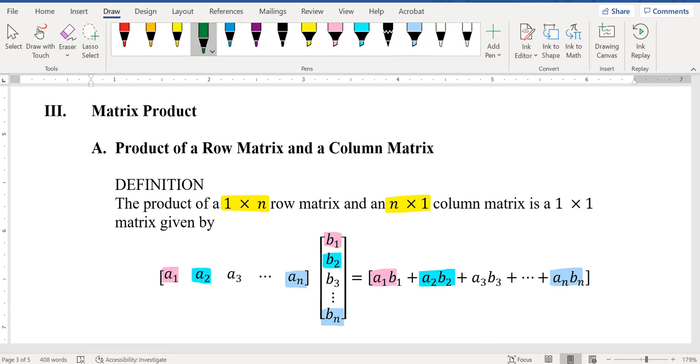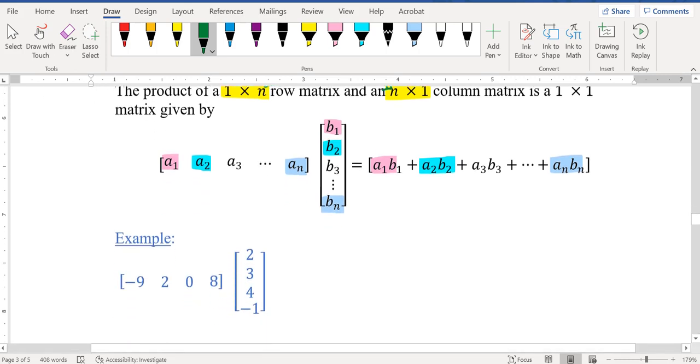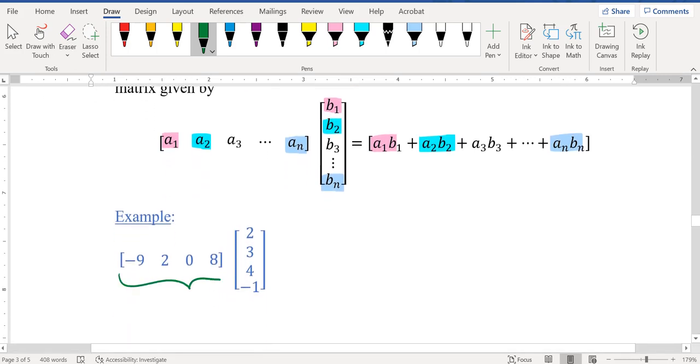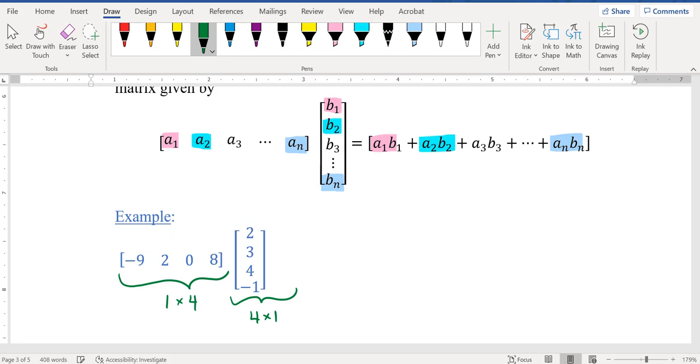Now, something to point out. The number of columns in your row matrix has to equal the number of rows in your column matrix. Those two numbers in the middle have to match up. Here's an example. This is a 1 by 4 matrix. This is a 4 by 1 matrix. These two numbers match, so we can do this matrix multiplication.